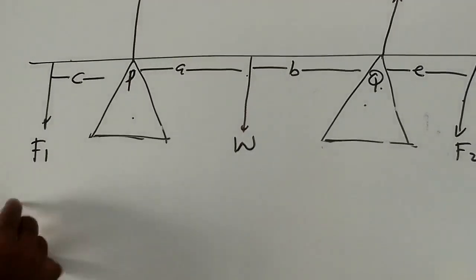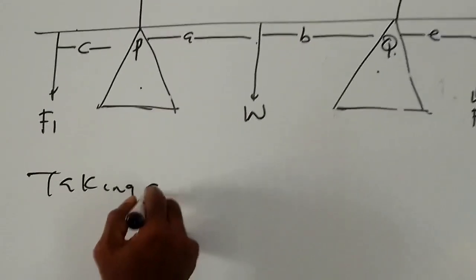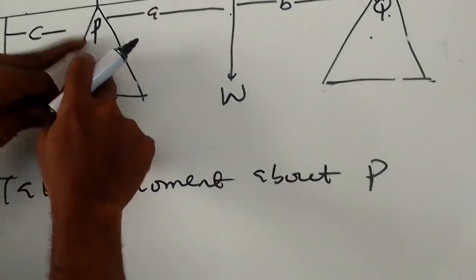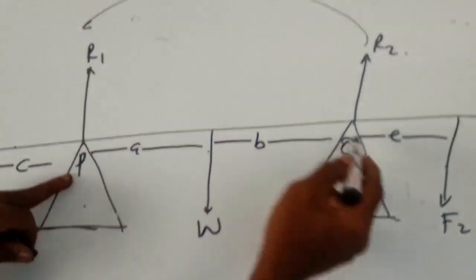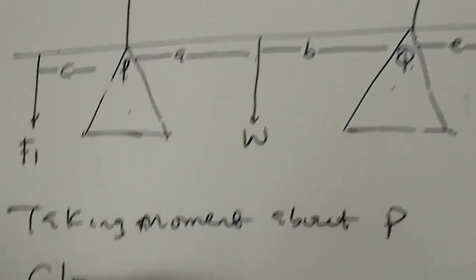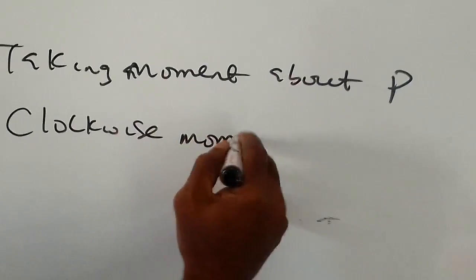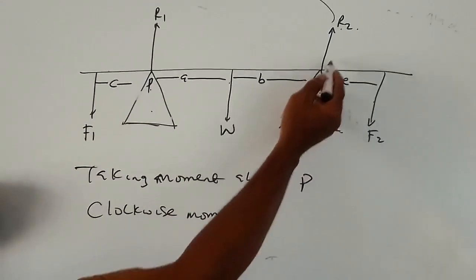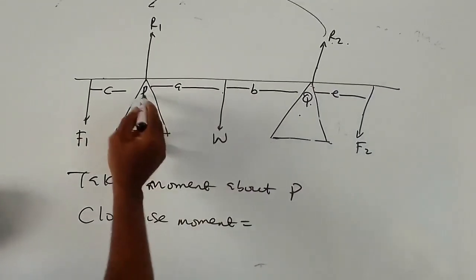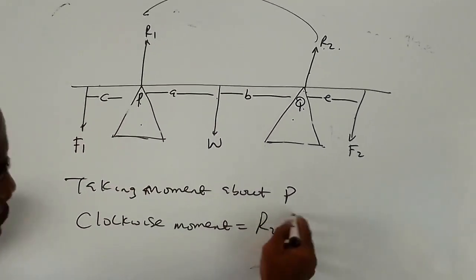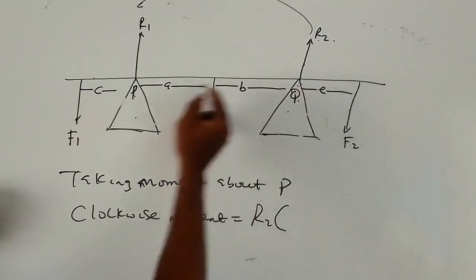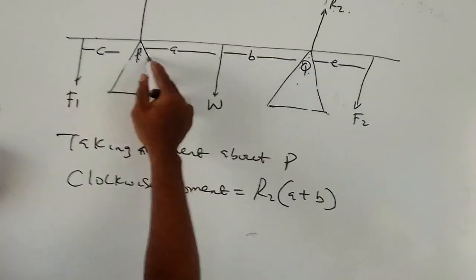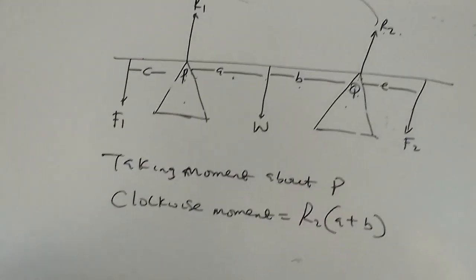So let me say, taking moment about a point, let me say about P. What it means is, I'll rotate this force about P. So my clockwise moment, watch how I'm going to do it. My clockwise moment is going to be the reaction force, that's R2, multiplied by the distance from R2 to where I'm taking moment. That becomes R2 times the distance from R2 to P, where I'm taking moment, which is A plus B. That is the distance from here to this point, that is A plus B. That will serve as my clockwise moment.